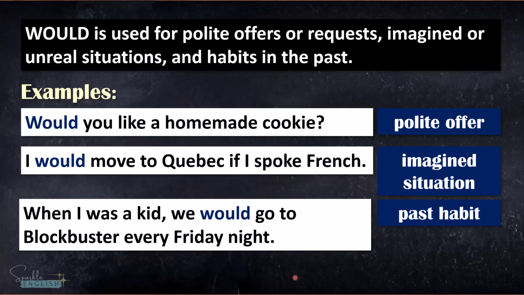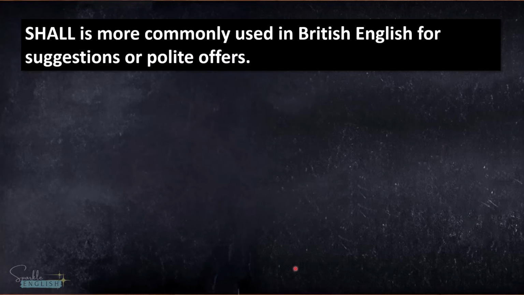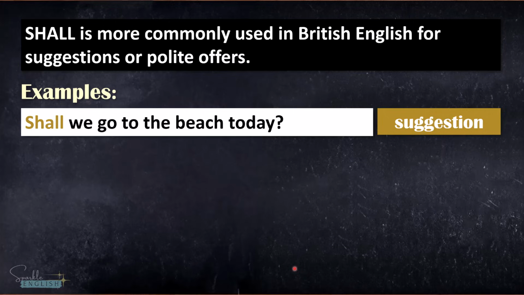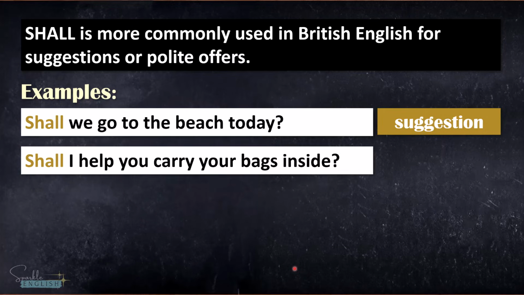So let's go on to our final modal verb, which is shall. Now, shall is more commonly used in British English for suggestions or polite offers. It's not as commonly used in North America. For example, shall we go to the beach today? In this example, shall is being used to make a suggestion. Here's another example. Shall I help you carry your bags inside? In this example, shall is being used to make an offer, a polite offer.